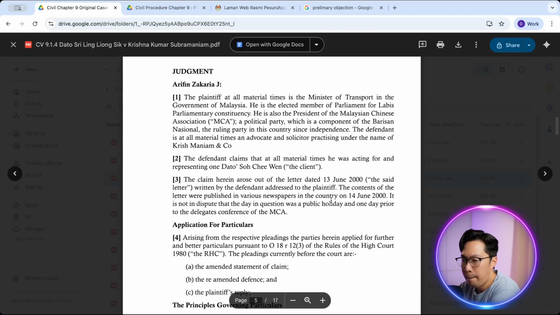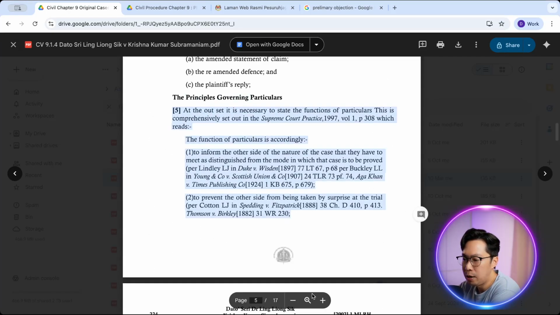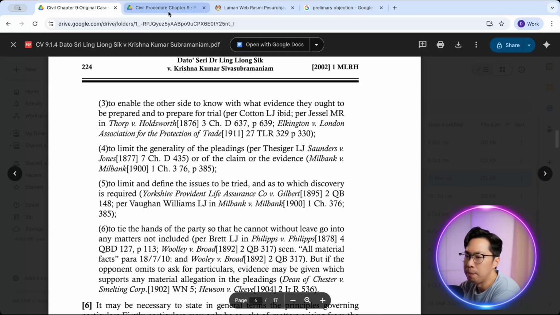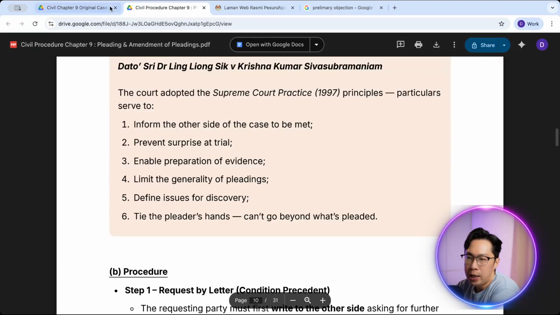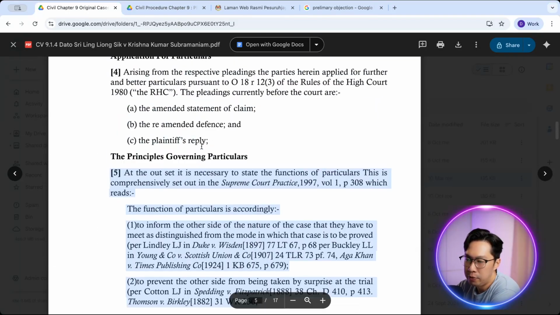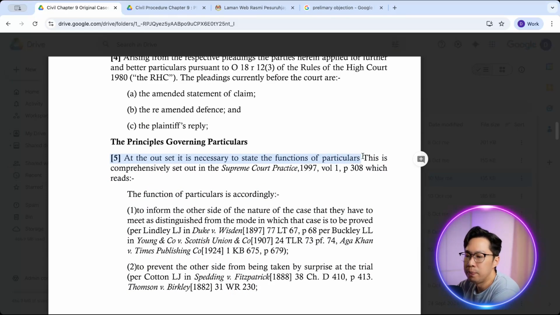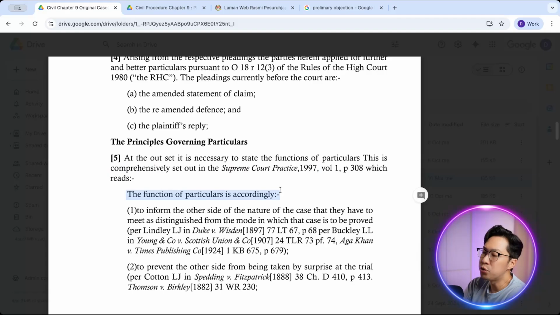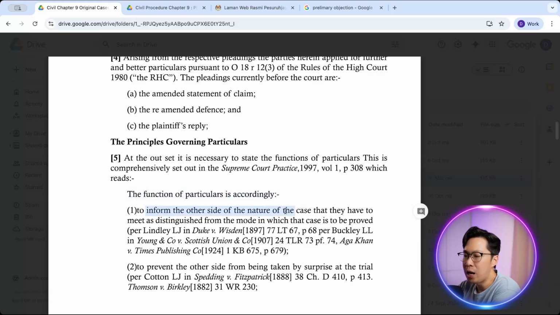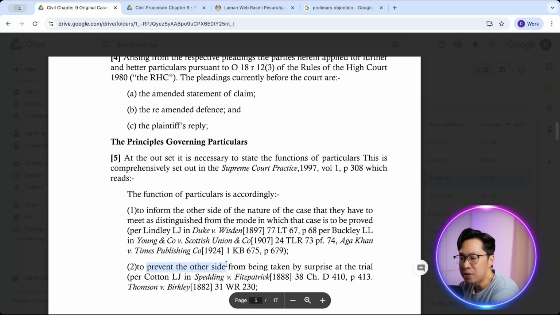Paragraph 5 is here, the principles governing. Now, in Datuk Seri Ling Leong Sing, let's read this case instead of relying on the summary I give you. At the outset, it is necessary to state the functions of particulars. This is comprehensively set out. The functions of particulars means the functions of the things in your pleading. Those written down: to inform the other side of the nature of the case that they have to meet, as distinguished from the mode in which the case is to be proved, and to prevent the other side from being taken by surprise at the trial.